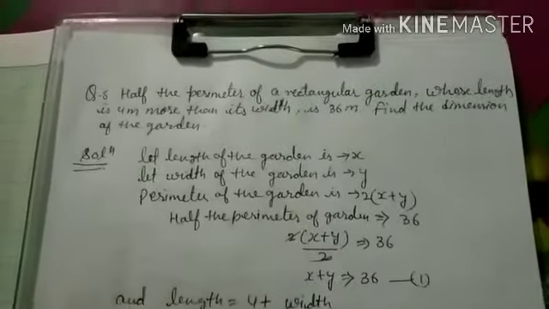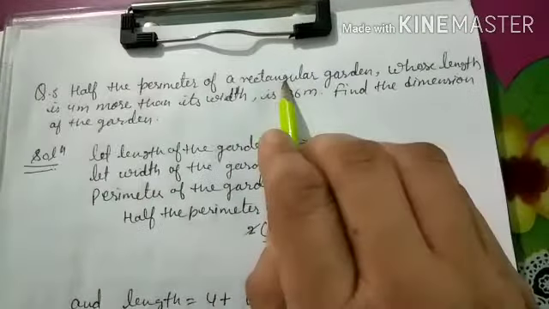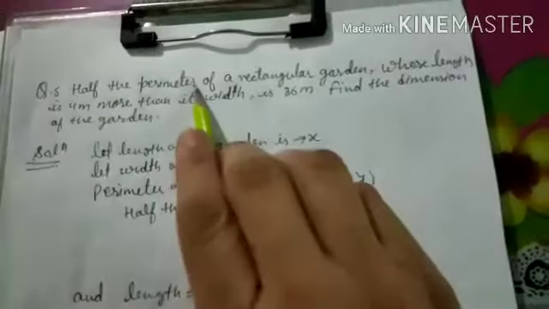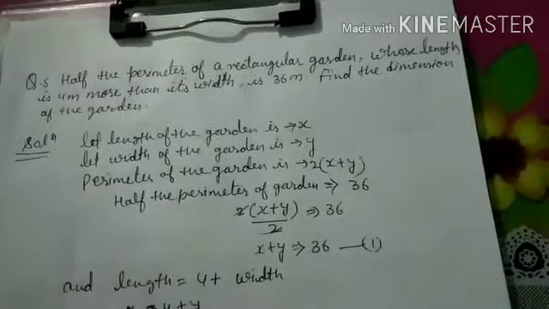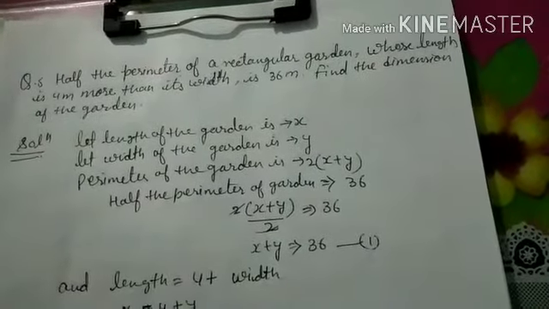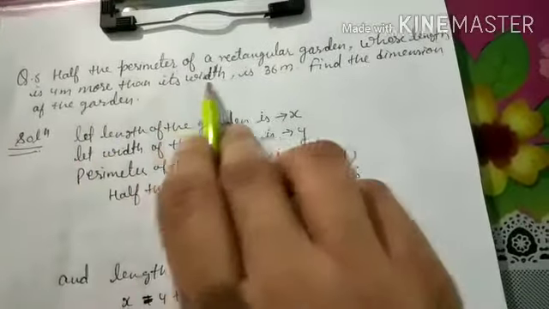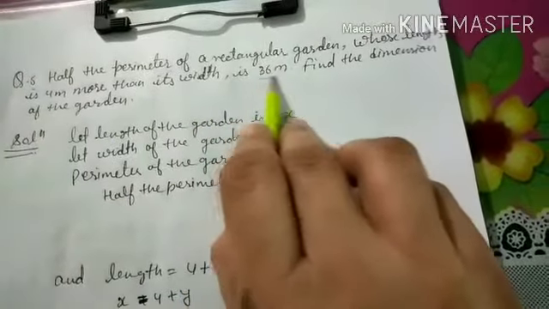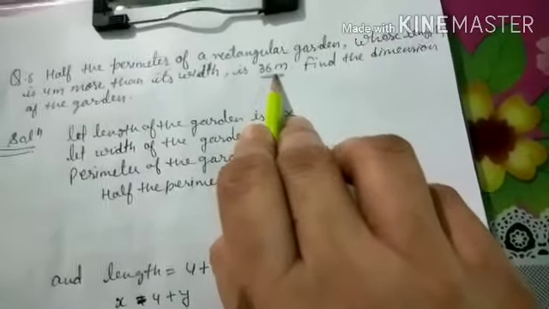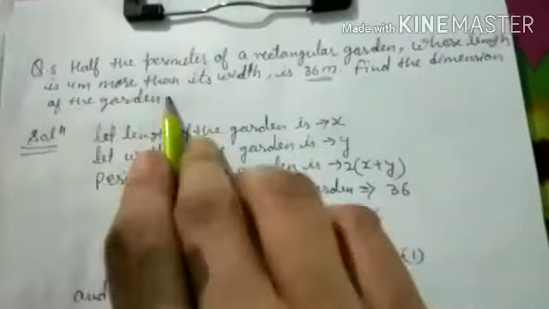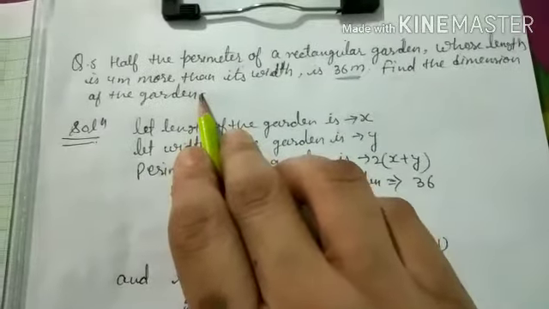Okay, students. The other question we have: half the perimeter of a rectangular garden whose length is 4 meters more than its width is 36 meters. So what is 36 meters? 36 meters is the half perimeter of the rectangular garden. Find the dimensions of the garden. So we need to find out the dimensions of the garden, that is length and breadth.